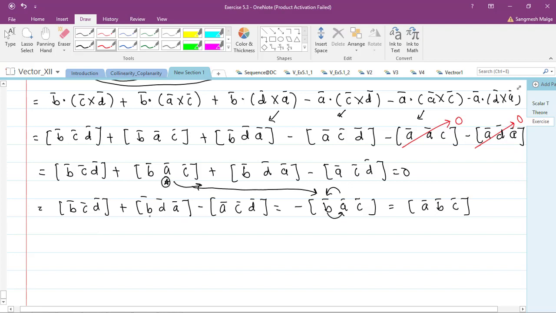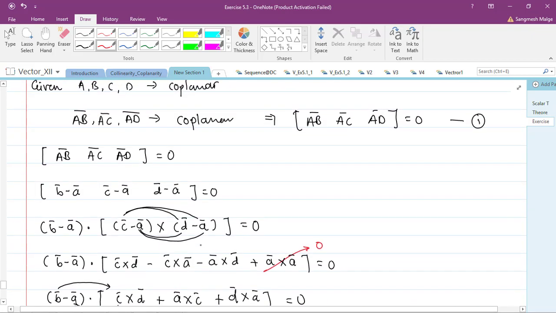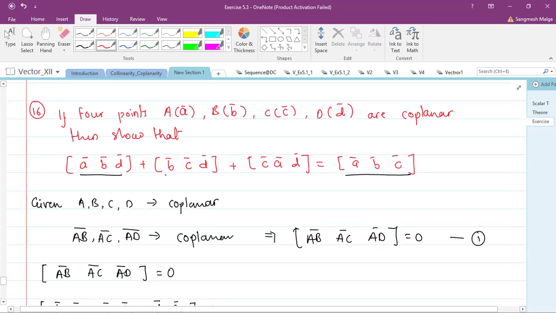ABD, yes, this is what we have. We can have ABD here, so that can be written as a cyclic change. If I shift A here, we'll have ABD, so A bar, B bar and D bar. The first part is ABD. The next I want is BCD.